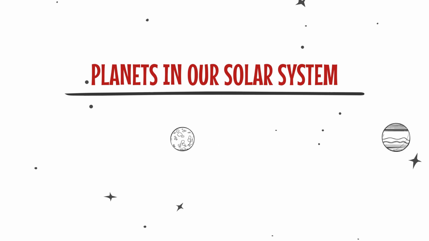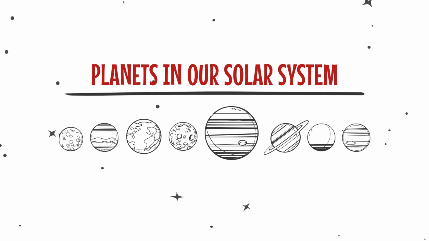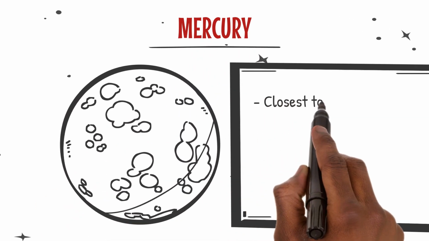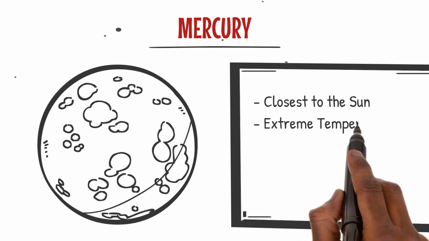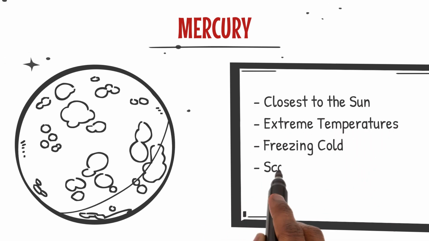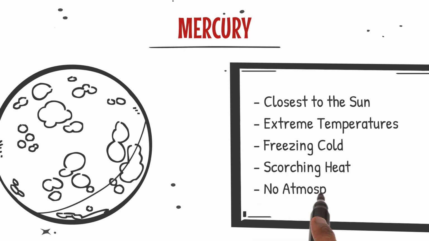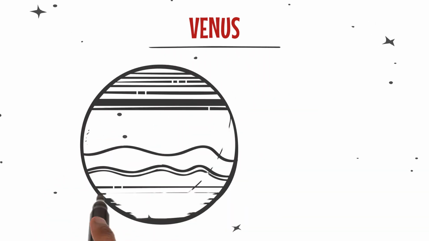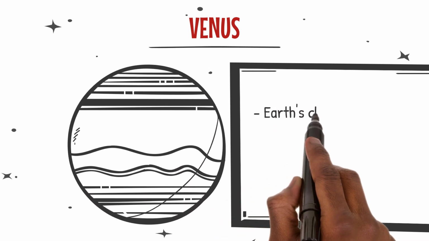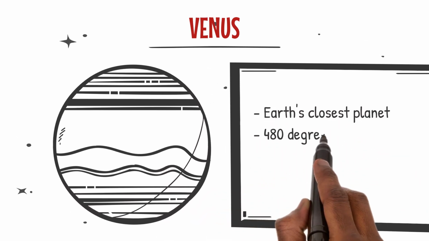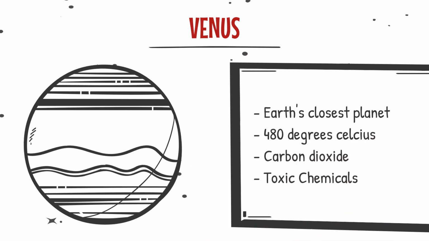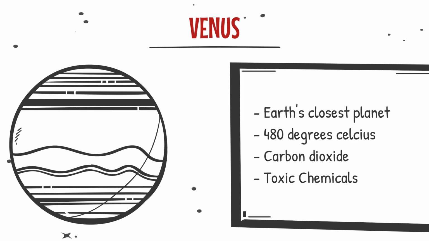But what about the other planets in our solar system? Let's take a quick tour and learn about their unique characteristics. First up, we have Mercury. It's the closest planet to the Sun and has extreme temperature variations, freezing cold on one side and scorching hot on the other. And guess what? No atmosphere to protect it. Next, we have Venus, Earth's closest neighbor. It's a real hotshot, with temperatures soaring up to a sizzling 480 degrees Celsius. Its atmosphere is mostly carbon dioxide, along with some toxic chemicals. Not the best vacation spot, I must say.